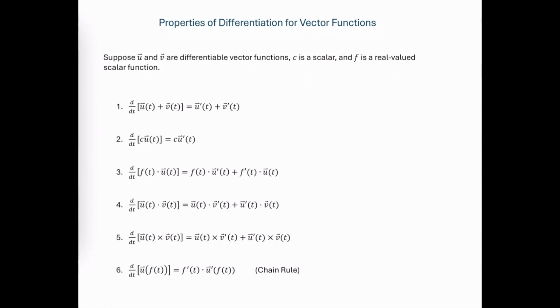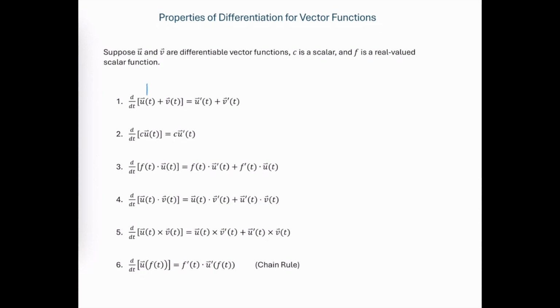Now the good news is that most of these properties are similar to the patterns that we see for scalar functions. For example, if we look at the derivative of two vector functions added together, that turns out to be the derivative of the first vector function plus the derivative of the second vector function, and that follows the exact same pattern that we saw with scalar functions. If we're looking at a scalar multiple of a vector function, then the derivative of this scalar multiple is simply going to be that scalar multiple multiplied by the derivative of the vector function. Again, the same as with scalar functions.